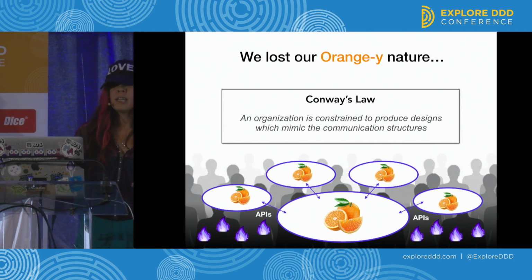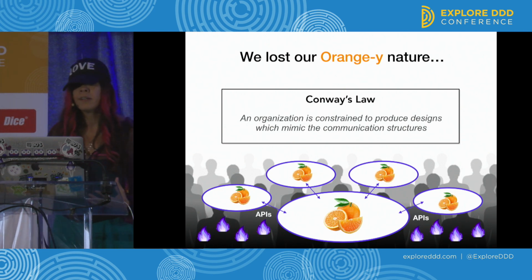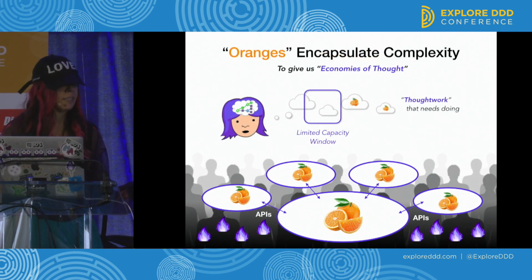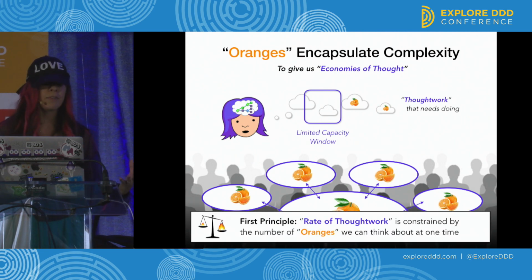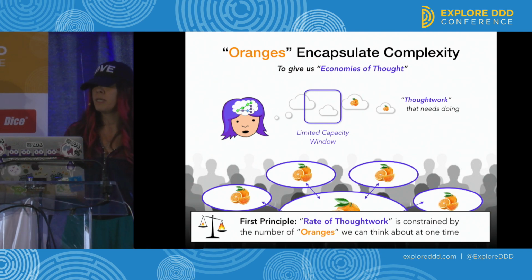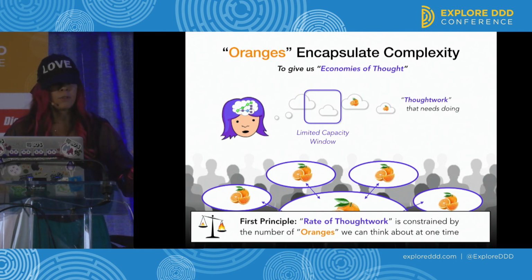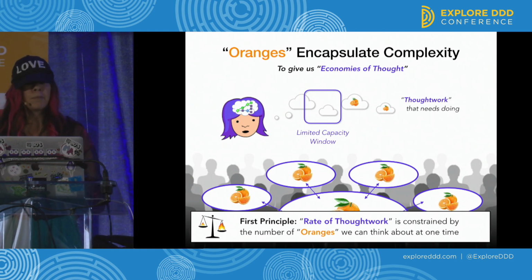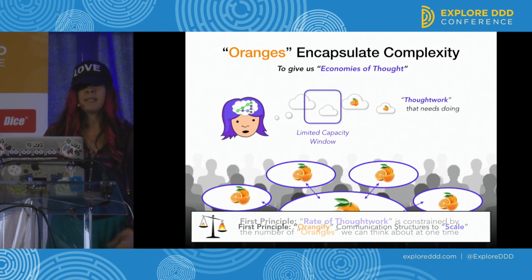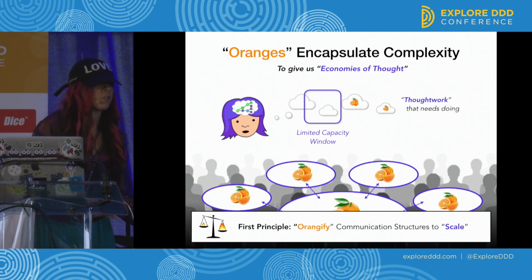structures. And if we think about what the function of these oranges are, the oranges encapsulate this complexity to give us economies of thought. So if I imagine I'm thinking about a problem and I've got a limited capacity window to think about things, I've got this thought work that needs doing. And the rate of thought work is constrained by the number of oranges we can think about at one time, right? And so we have to zoom out away from the details to be able to think at a higher level of abstraction. So I want to be able to push things to other teams and not have to think about them and simplify the interface of the things that I do have to think about. And we basically need to be able to orangify our communication structures in order to scale.